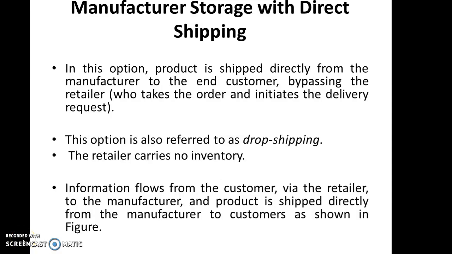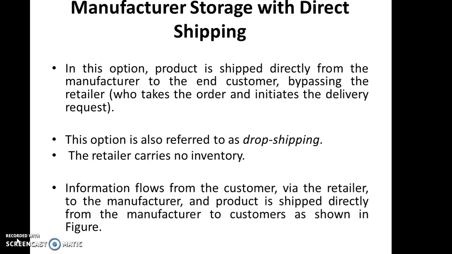Now let us discuss the first one in distribution network design, that is manufacturer storage with direct shipping. In this option, product is directly shipped from the manufacturer to the customer, bypassing the retailer. Actually, the retailer is there, but his job is to take the order and initiate the delivery request. This method is also called drop shipping. Here, the retailer carries no inventory, but just passes the information in the supply chain network.